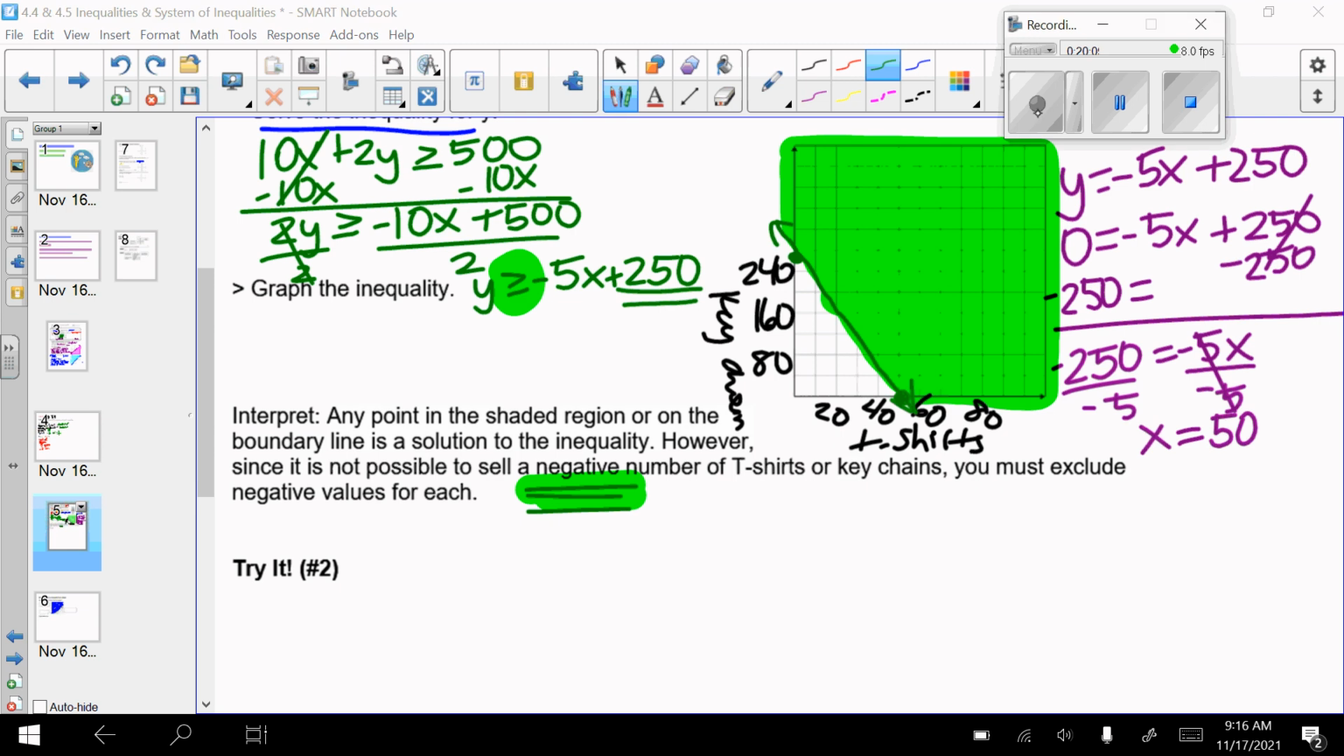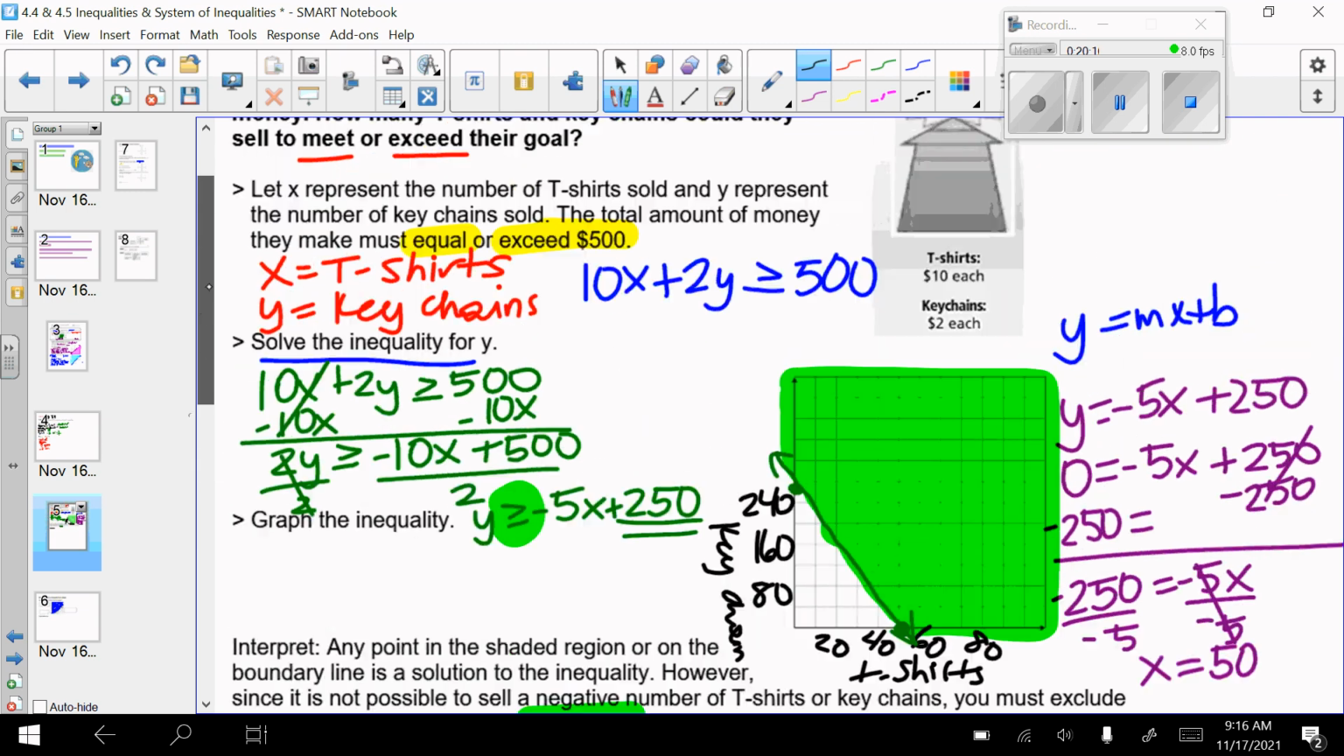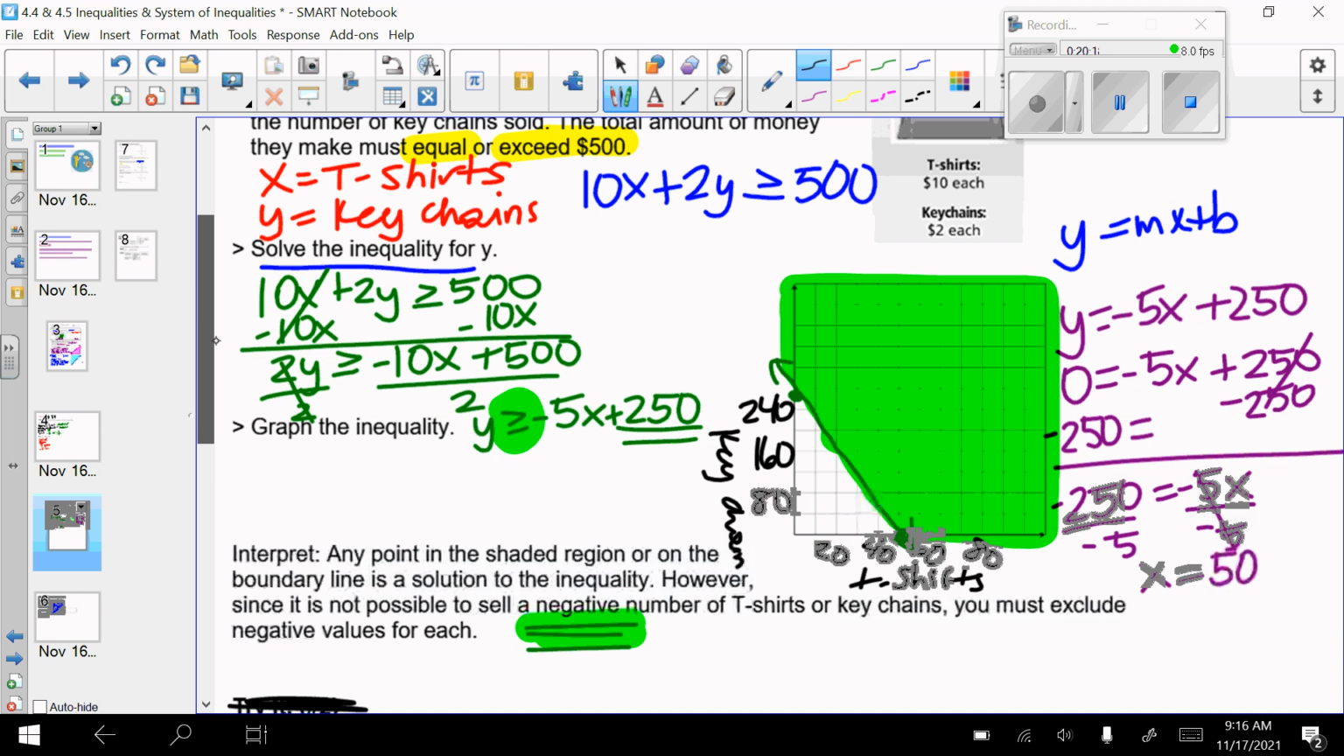Okay. We're going to skip this try it. So we're not doing this try it. We're going to go to the next example. Can I go to the next one? Everybody got this written down to help you? Okay.